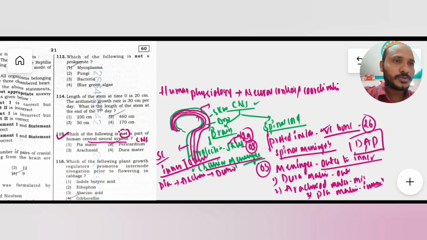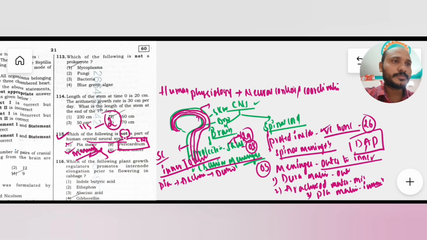Here the question is: in the human central nervous system, which part is not present? Pia mater is a part of the central nervous system in the meninges, and arachnoid mater is also part of it, and dura mater also. Means options 1, 3, 4 are layers of meninges around the brain as well as the spinal cord. But the pericardium is not a part of the central nervous system. So the right answer to the 115th question is the second option only.